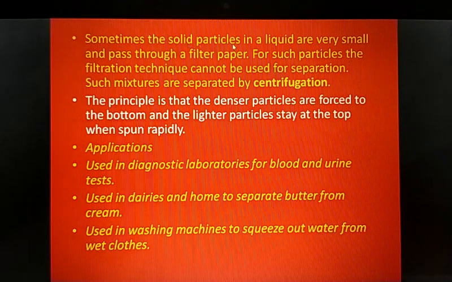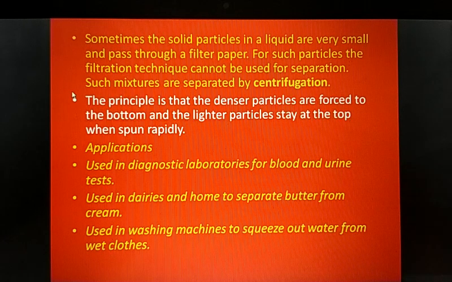Sometimes the solid particles in a liquid are very small and pass through a filter paper. For such particles, the filtration technique cannot be used for separation. Such mixtures are separated by a process called centrifugation. If you remember colloids, they can also be separated by this method.